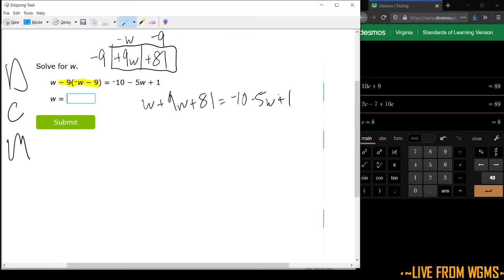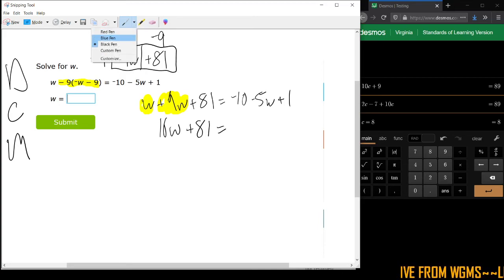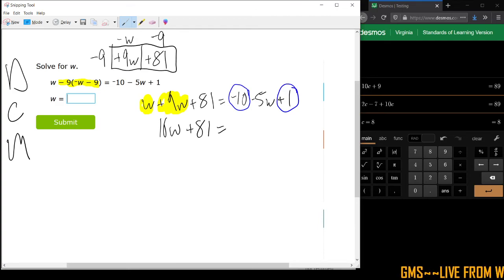So I want to make sure now I can work on the same side first. So I'm going to actually combine this 1W and positive 9W and say this is 10W plus 81. And I can also combine these two. I can say I have a negative 10 and a positive 1. When I combine those two together, I'd have a negative 9.